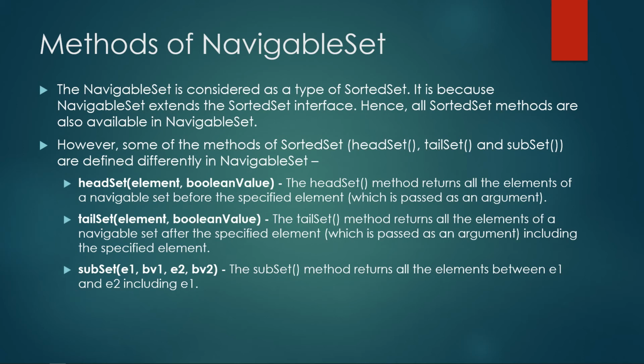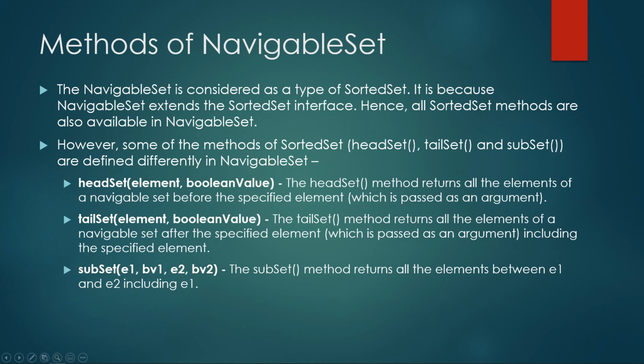And when it comes to the tail set method in navigable set, it returns all the elements of a navigable set after the specified value, which is passed as an argument, including the specified element. And finally, we get the subset method. The subset method returns all the elements between E1 and E2, including E1. So these three methods are defined differently in the navigable set interface.